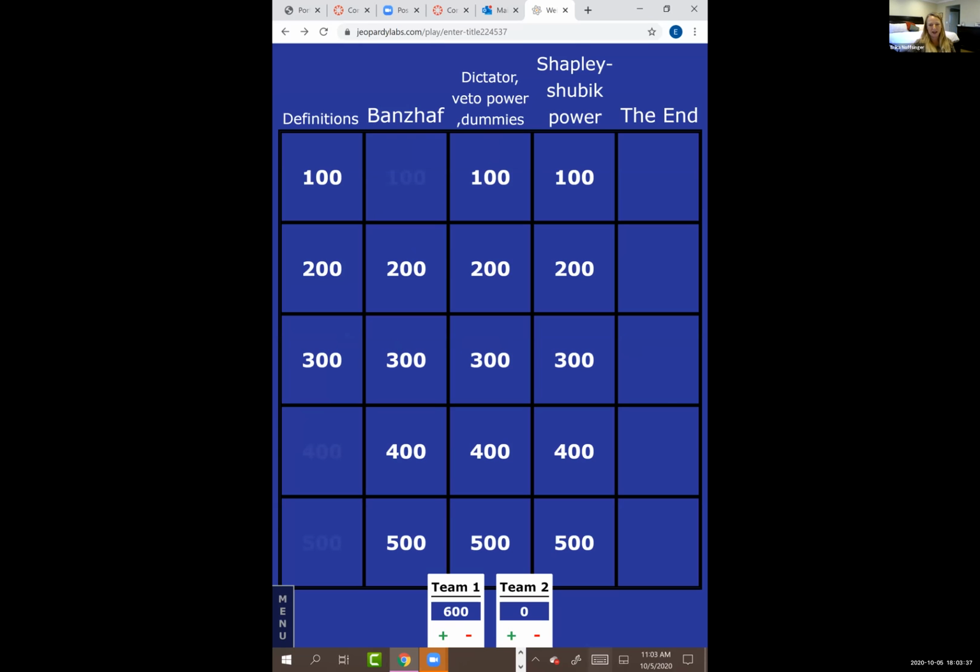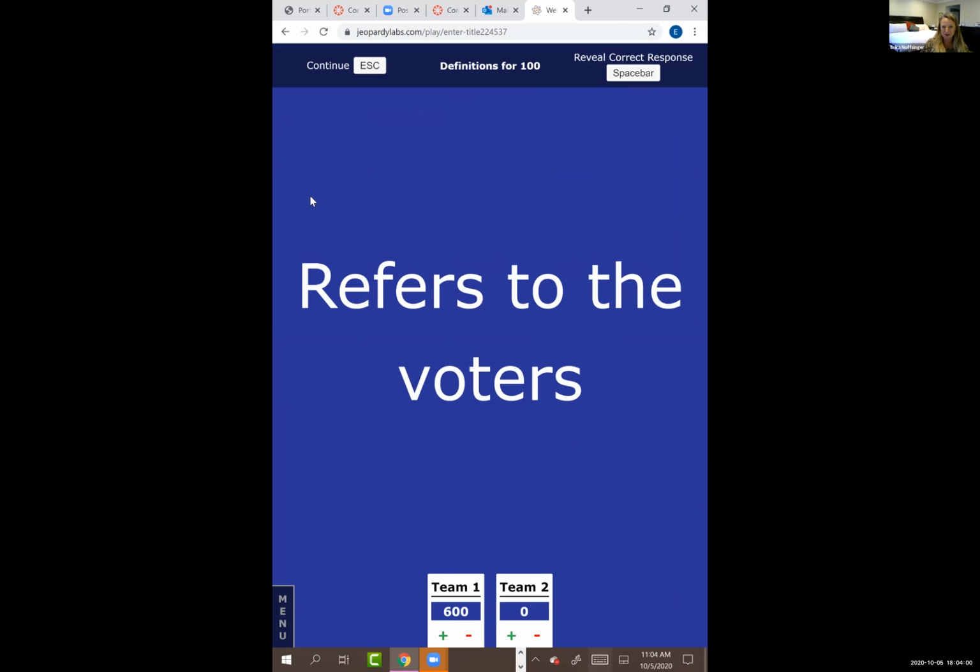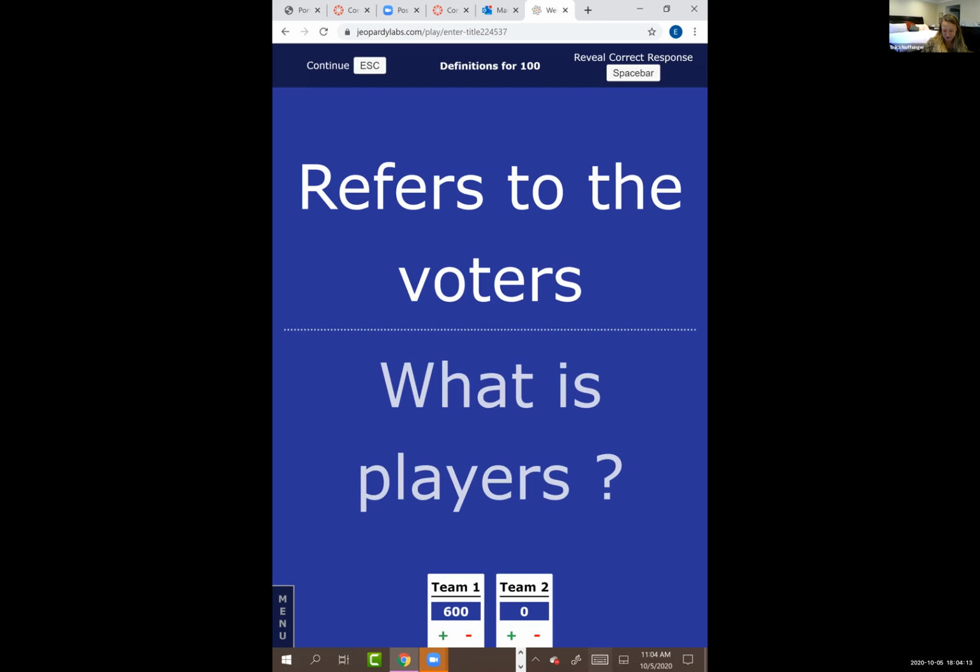So I feel bad because I'm actually picking on the ones that have their cameras on. But since I already started, Cheyenne, you want to tell us what category, because I don't want to leave you out just in case you wanted to pick. Can we do definitions for 100, please? Yep, definitions for 100. This refers to the voters. That's another name for that. Players? Everybody agree or anyone not agree? Okay. What are players?